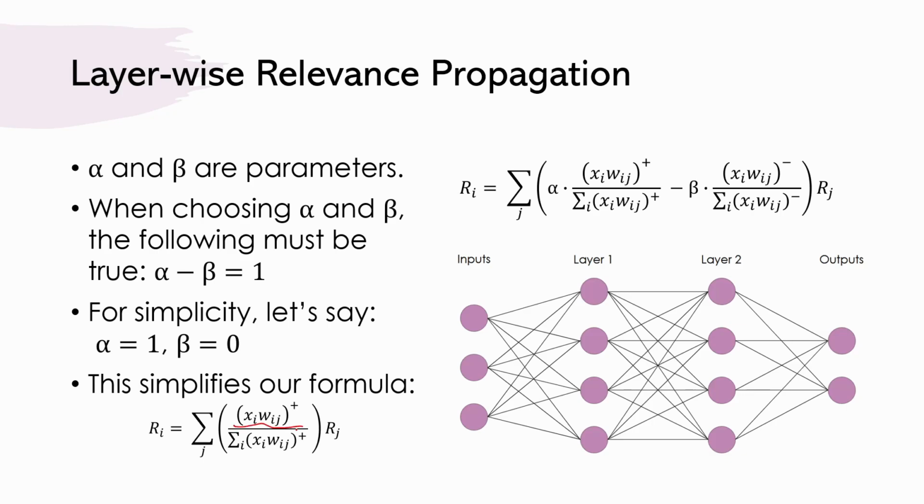In the numerator, we have the activation of a neuron i multiplied by the weight connecting it to j. In the denominator, we have the same expression, but we are summing it for each neuron i in the layer l. We then multiply this by the relevance of j and repeat it for all j's in the layer l+1. We do this for every neuron in the current layer, and then we move back one layer. So now our i neurons are in layer 1, and our j neurons are in layer 2. We repeat this until we get back to the inputs, at which point we now know the relevance of each input to the given output.